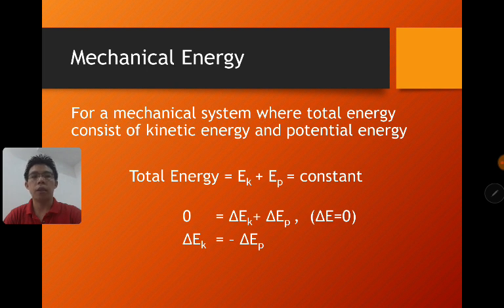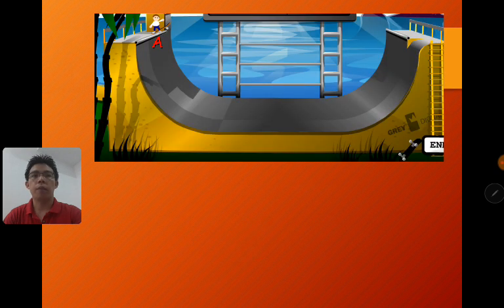So in this line here, we can see that the change in the kinetic energy equals the negative of the change in gravitational potential energy. That means that when gravitational potential energy decreases, kinetic energy will increase, and the other way around. Okay, so we're going to look at some examples of mechanical energy systems.